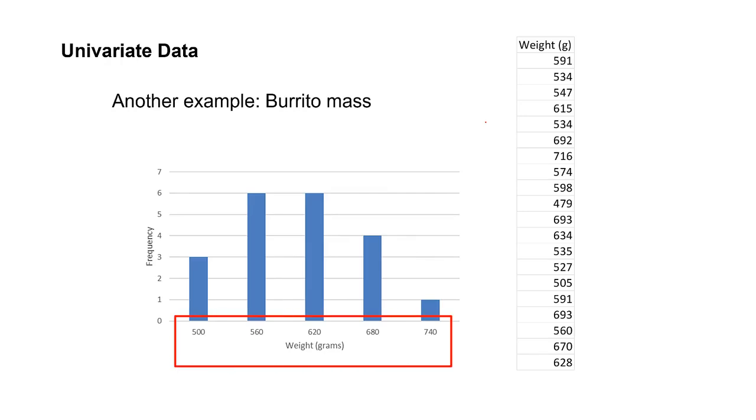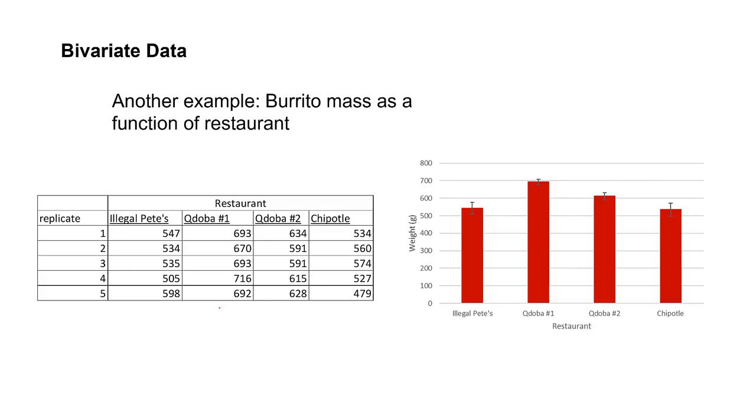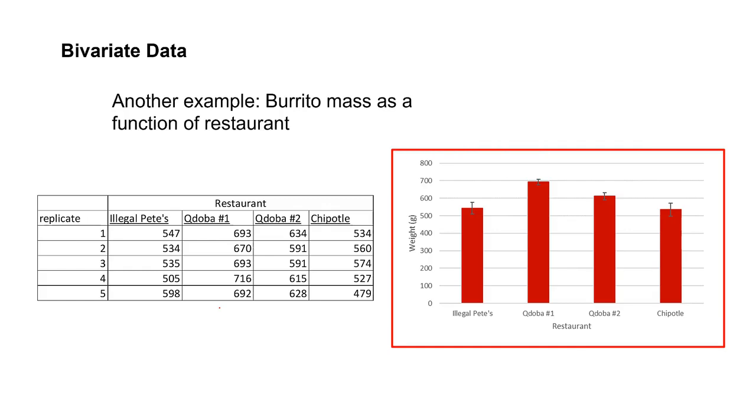The bin boundaries, for example, for this second bin would be 530 all the way up to 590. So any burrito lying between 530 and 590, we counted in that second bin. So we can create nice histograms for univariate data. However, if we were to correlate this to the restaurant, so we have Illegal Pete's, that's a restaurant here in Boulder, Qdoba 1, 2, and Chipotle, and we perform 5 replicates there, we can put together a bar plot here where we've got on the x-axis the categories. In the next screencast, I'll talk about categorical versus numerical data.